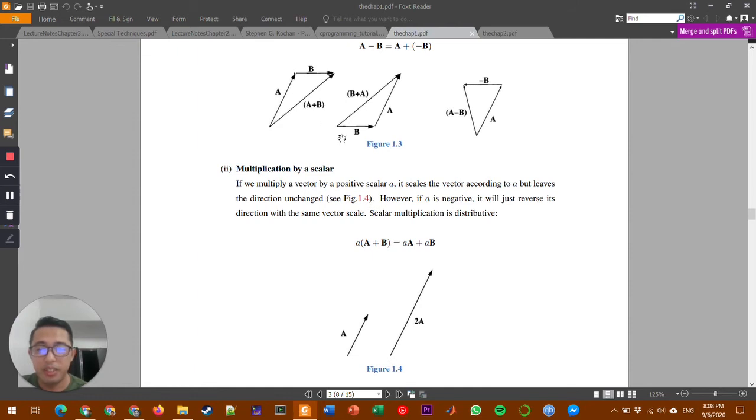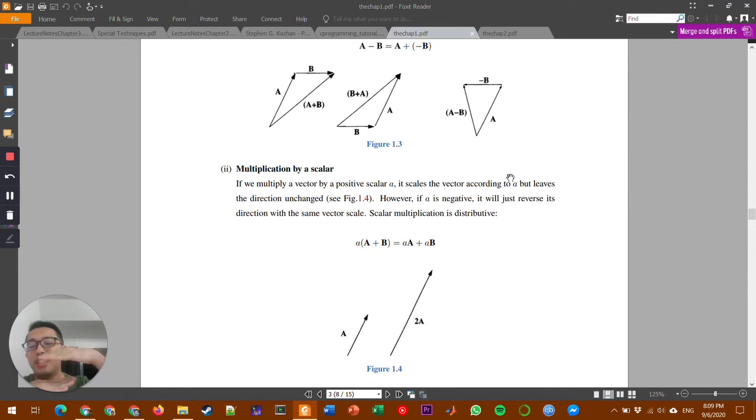Then the next property is how do we multiply a vector? So first, we can multiply a vector by a scalar quantity. So if we multiply a vector by a positive scalar A, it scales the vector according to A. So whatever you multiply by, the resulting vector scales the same way. Let's say my vector is this. So this is the length of the vector.